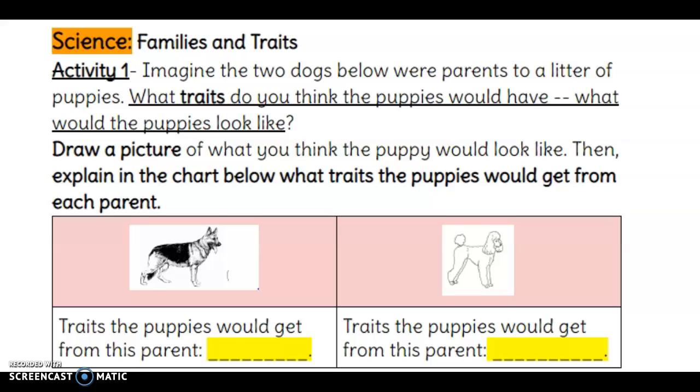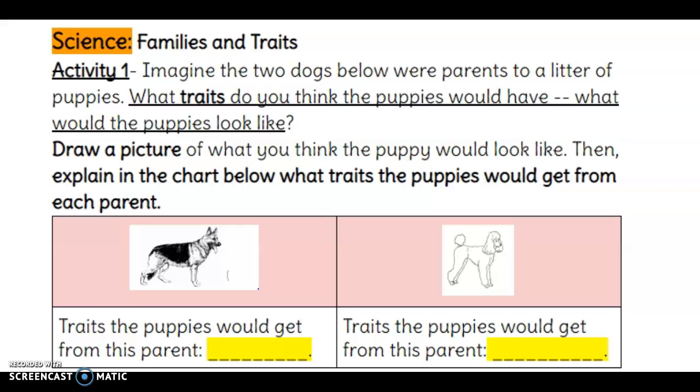Families and traits. Activity 1. Imagine the two dogs below were parents of a litter of puppies. So imagine that this dog is the dad and this dog is the mom. What traits do you think the puppies would have?